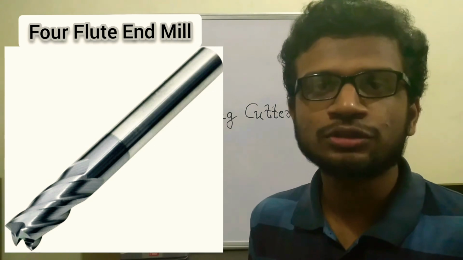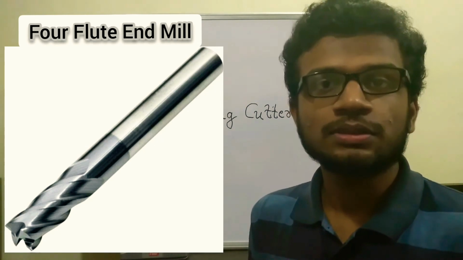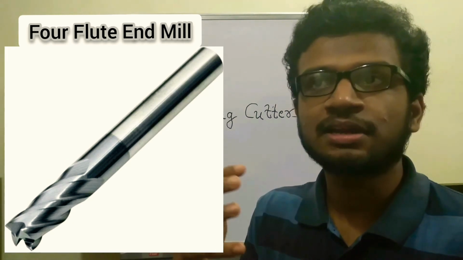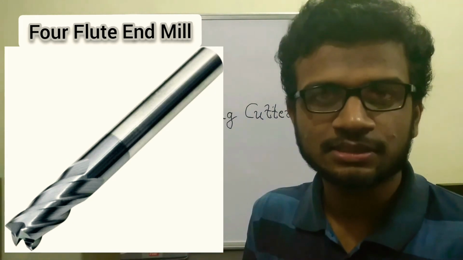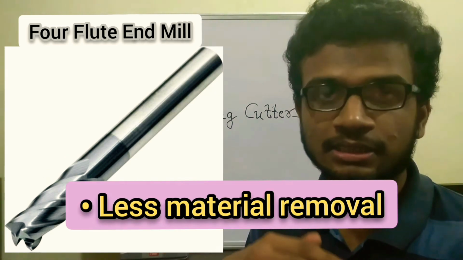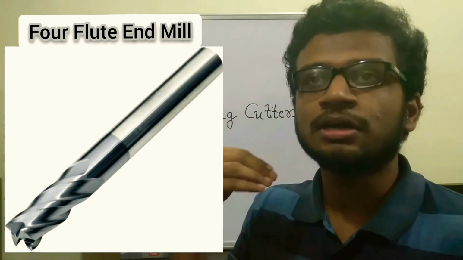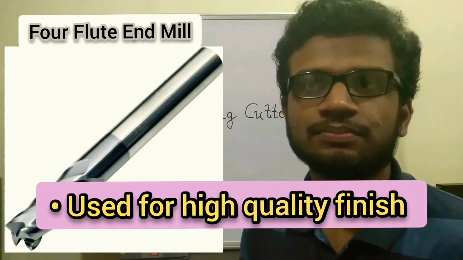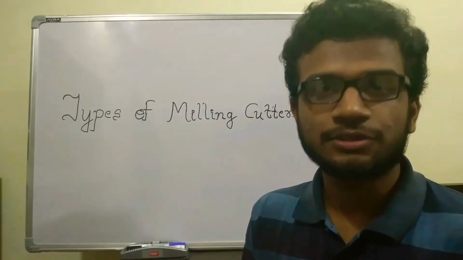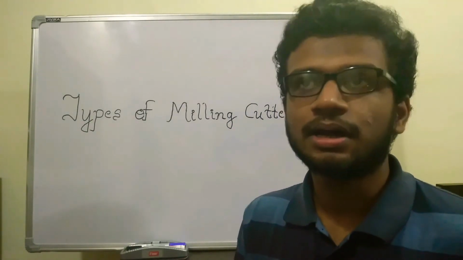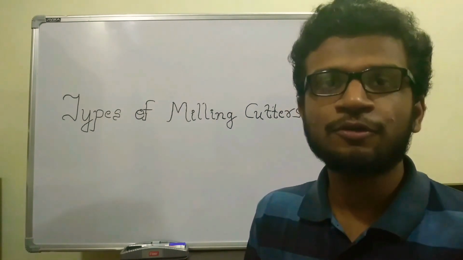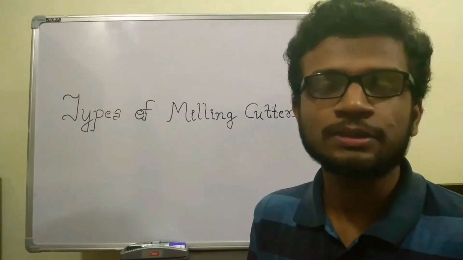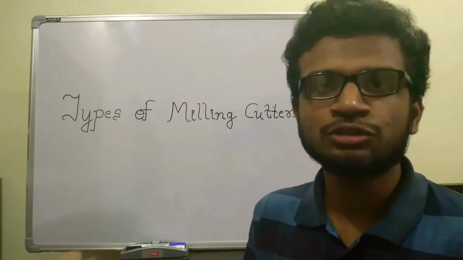Then we are coming to 4 flutes end mill. Since there are 4 flutes, the space between the flutes is less, and the material removal is less. And when the material removal is less, it is used for high quality surface finish of the workpiece. And speaking of the 3 flutes end mill, the properties of it are intermediate between 2 flutes and 4 flutes, and so we can guess what the properties of 5 flutes and 6 flutes end mill are.